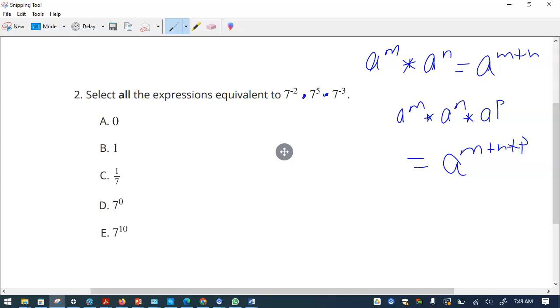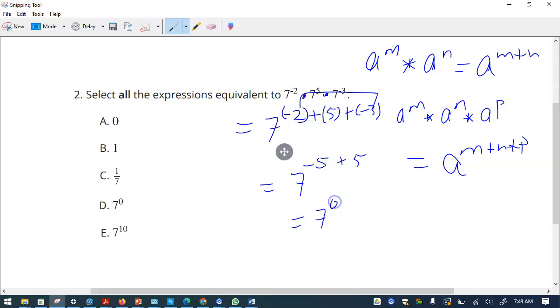So in this case, we can write this as 7 raised to the minus 2 plus 5. So we are adding this and plus minus 3. See? So this will become 7 raised to this and this together will be minus 5 and plus 5. But minus 5 and plus 5 will be 7 raised to 0, and 7 raised to 0 is 1. Remember the formula: a raised to the power 0 is always 1. So this is how we select the answer there.